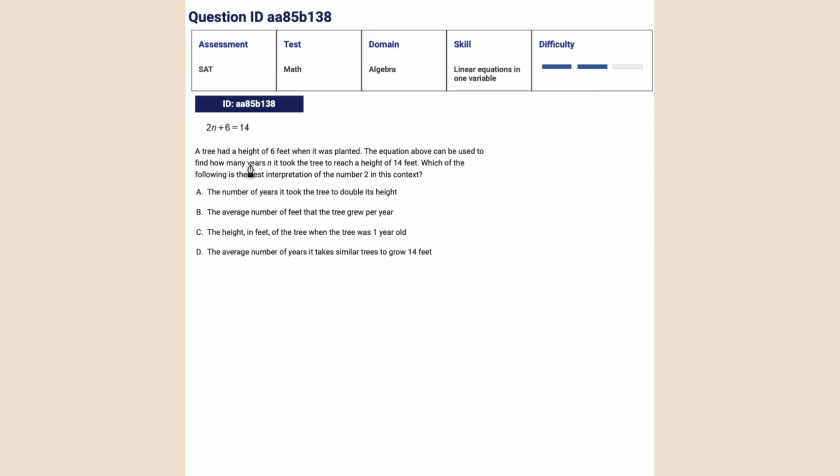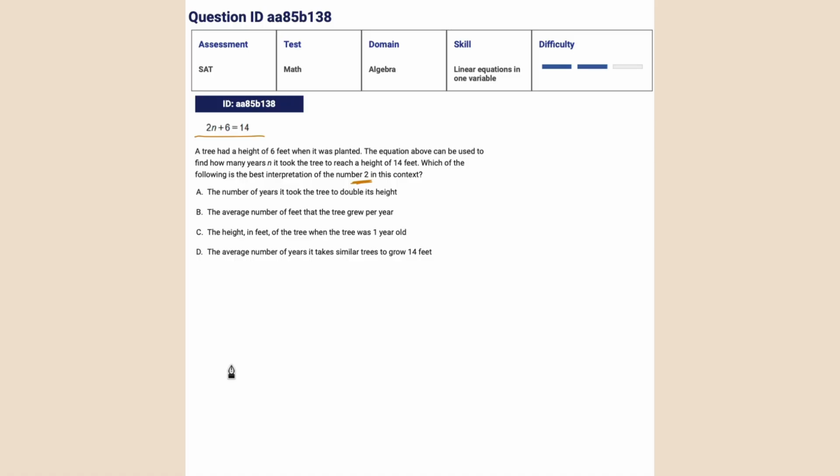A tree had a height of 6 feet when it was planted. The equation above, this one, can be used to find how many years n it took the tree to reach a height of 14 feet. Which of the following is the best interpretation of the number 2 in this context? I'll give you a minute to pause the video and try to solve it by yourself.